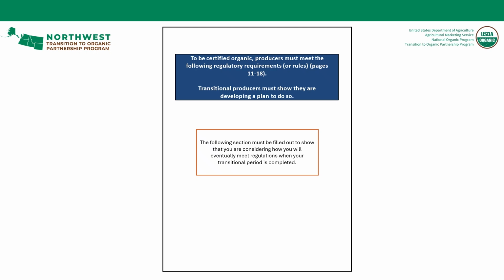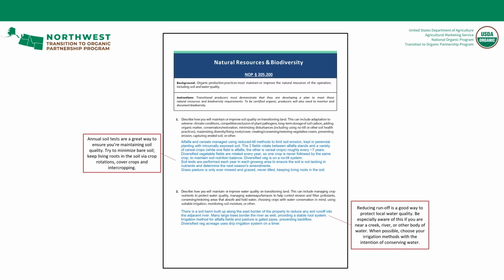The following pages of the TPP must be filled out to show that you have a plan to meet the organic regulations surrounding natural resources and biodiversity, soil fertility, pest and disease management, contamination prevention, and post-harvest crop handling. Organic operations must maintain or improve natural resources and biodiversity on their certified land. Transitioning producers must show that they are developing a plan to do so once certified.